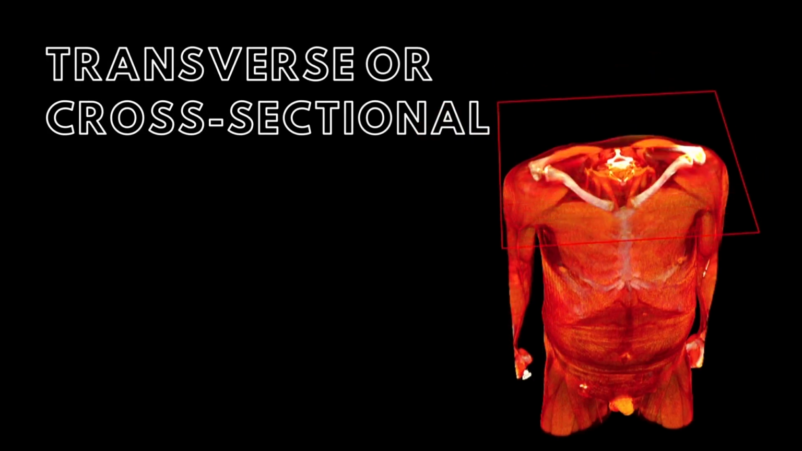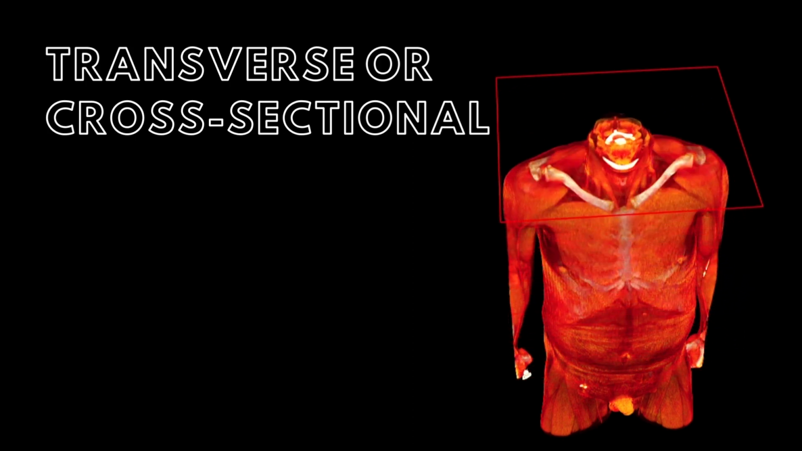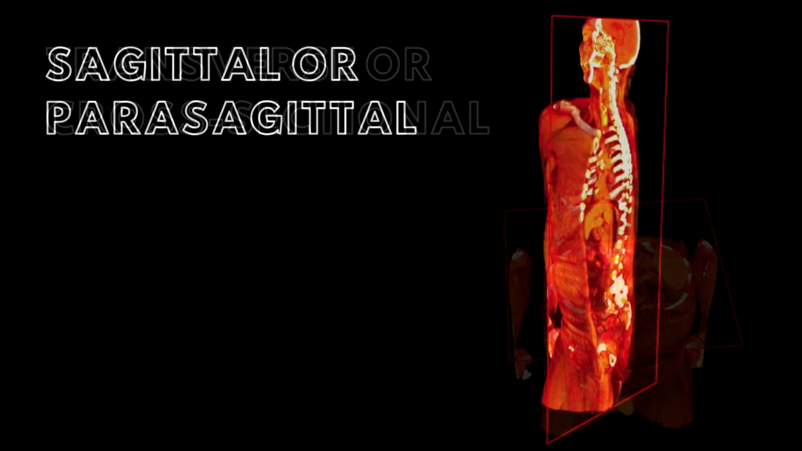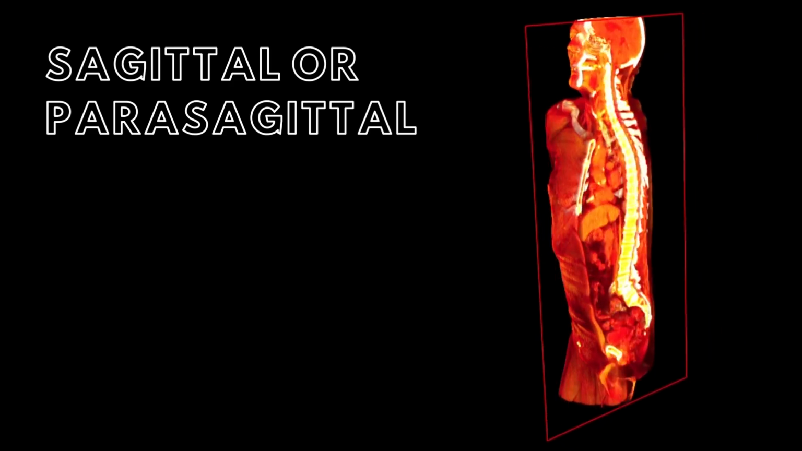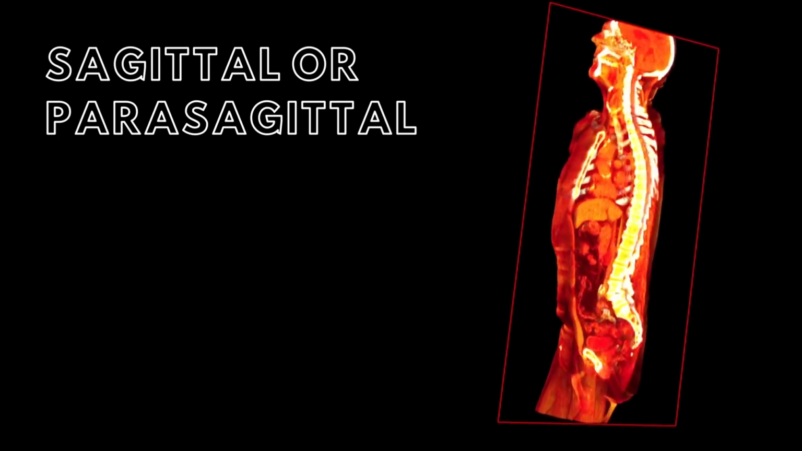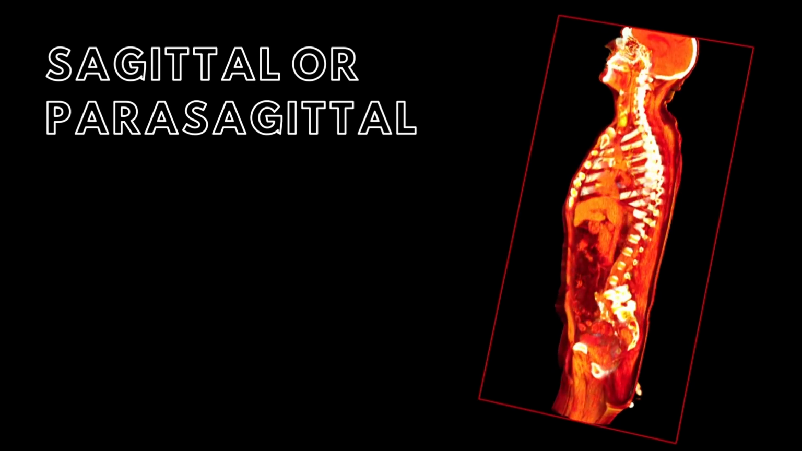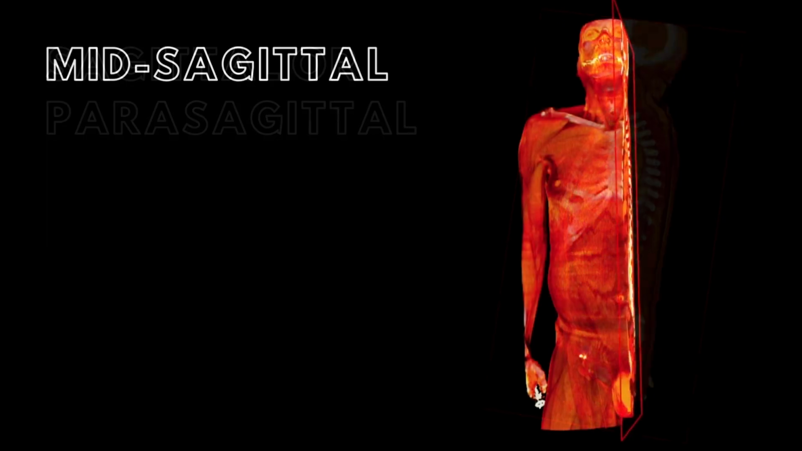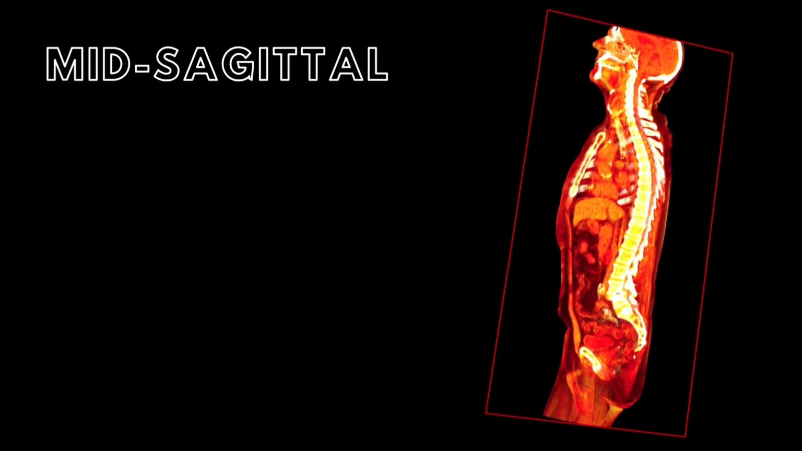The transverse plane, or cross-sectional plane, is a plane that runs perpendicular to the longitudinal axis of the part of the body being studied. The sagittal plane, or parasagittal plane, also parallels the longitudinal axis of the body, but travels from the anterior surface to the posterior surface. This plane separates part of the body being studied into right and left sections.